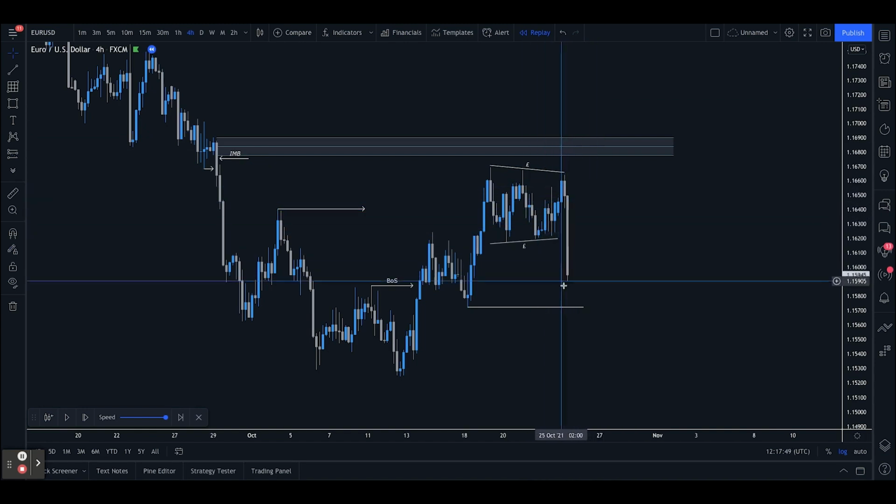So we expect liquidity to be taken out on either side of the range. We see equal lows, equal highs. The equal lows have been swept, so now we can expect the equal highs to be swept as well. So all we need to do is look for a good area to buy.